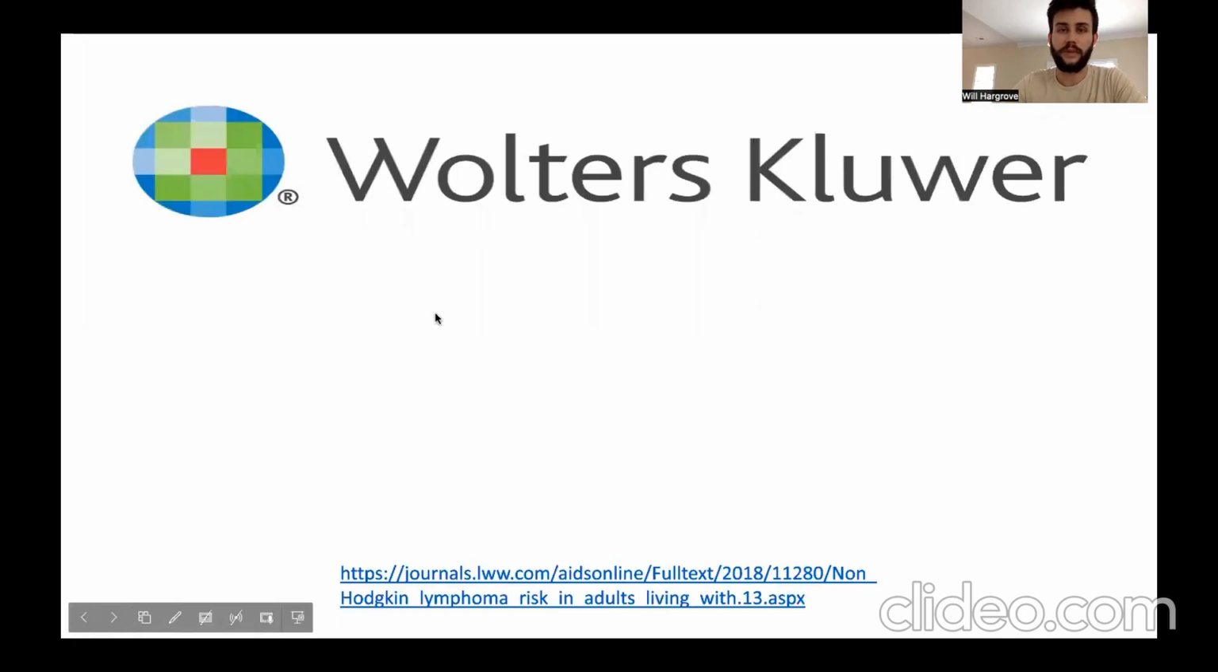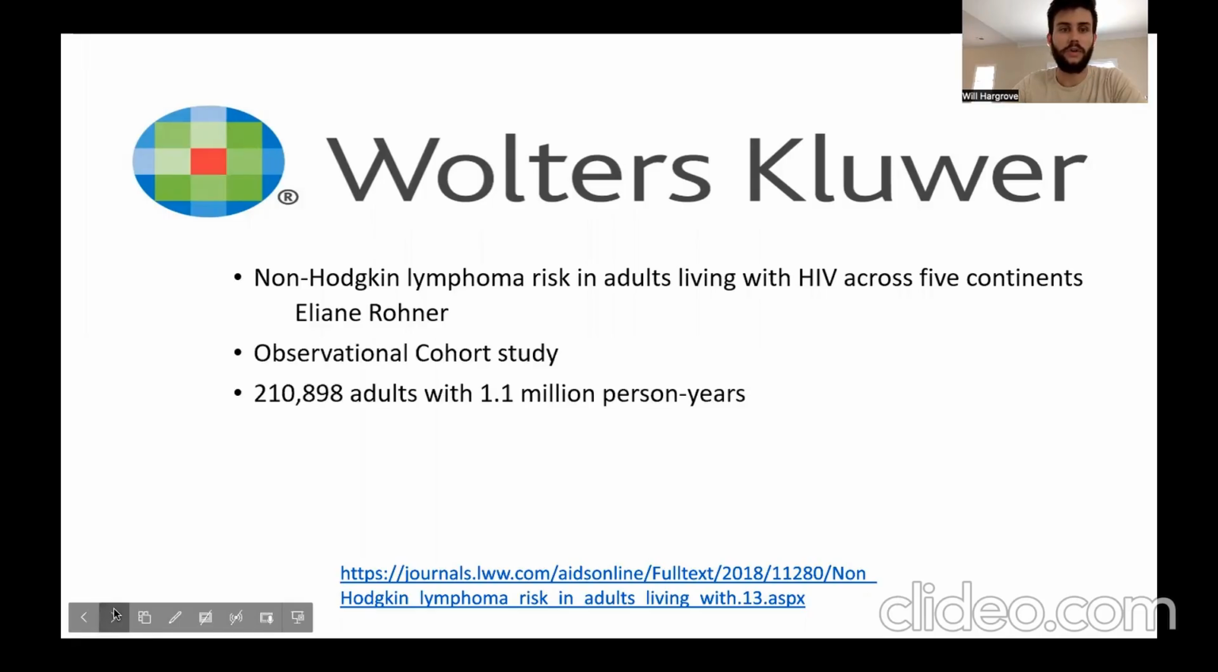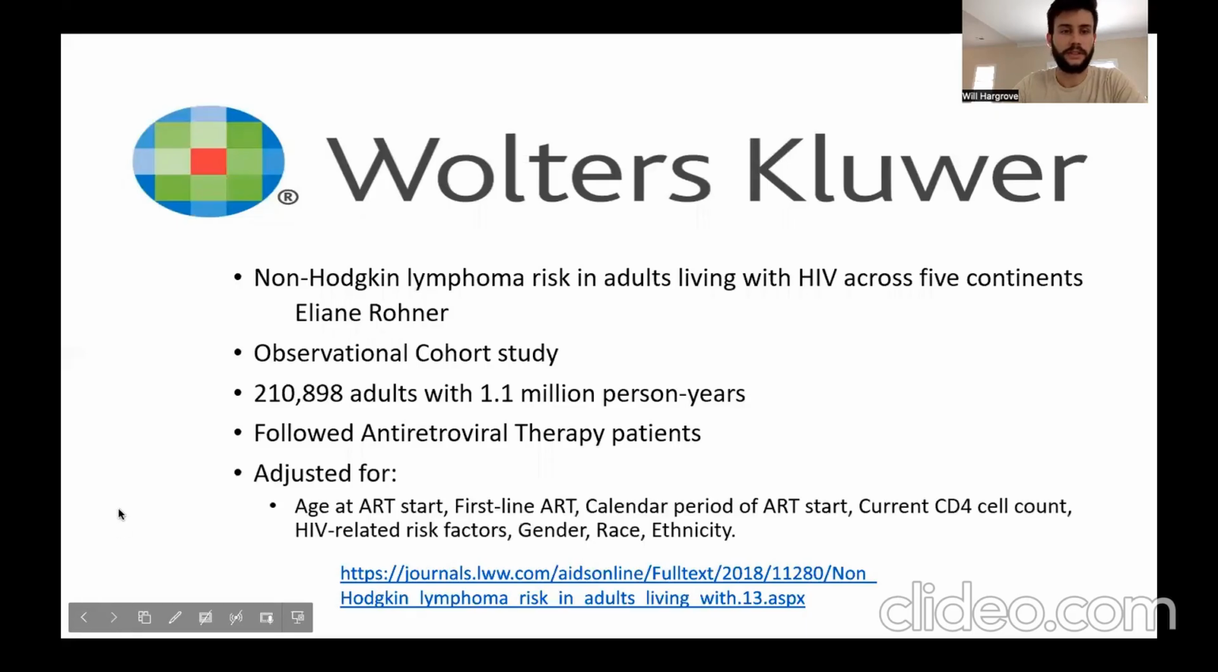And the reason I believe this, because of multiple studies, but this one in particular, which was published by Wolters Kluwer Publishing, had a study that is titled Non-Hodgkin Lymphoma Risk in Adults Living with HIV Across 5 Continents. Here is your author. This was an observational cohort study. This is the number of adults with 1.1 million person years used in the trial. And it followed ART patients. ART is the therapy that is used for HIV patients. All right, here's everything that is adjusted for, and below is a link.